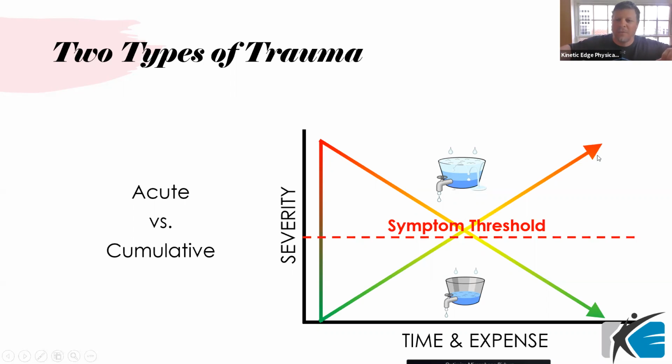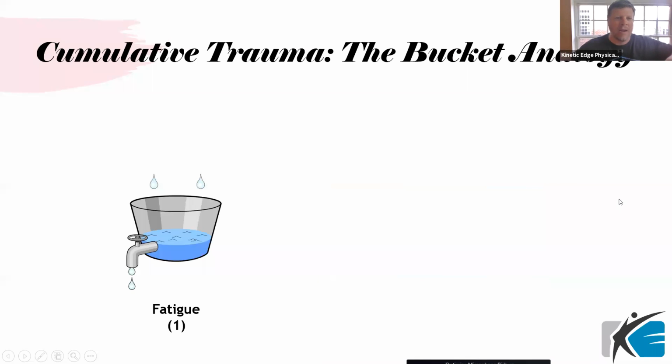And then I want to show you something using this analogy of the bucket, water in the bucket. Let's do that right now. Cumulative trauma is a progressive issue. It is insidious, but it is very predictable. And so what you're going to see is water filling the bucket here. The first sign that something's happening is fatigue.